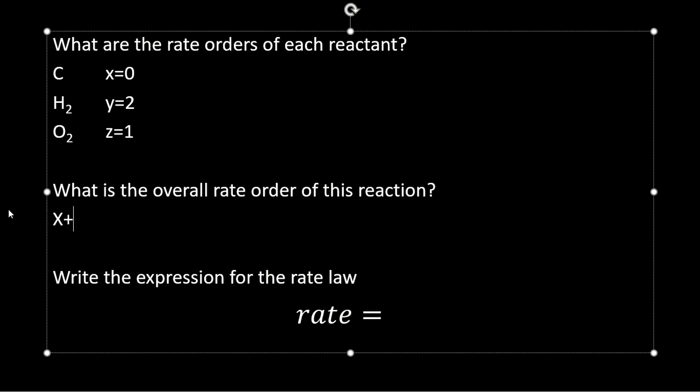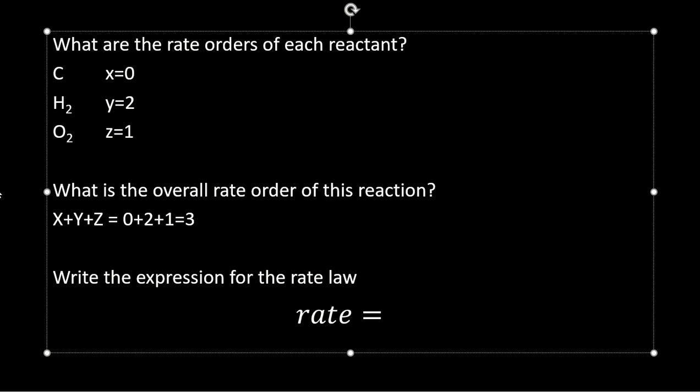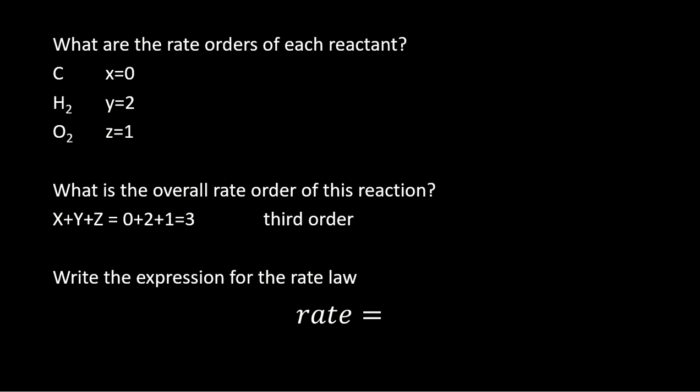So basically, what is x plus y plus z? Well, that's just going to be 0 plus 2 plus 1. That equals altogether 3. So, all right, cool. What we can say is that the overall rate order is 3. Or to put that into words, the overall rate order is 3rd order. Some overall rate orders could be, say, 0th order, 1st order, 2nd order, 3rd order. In this case, since the value comes out to 3, the overall reaction is 3rd order.